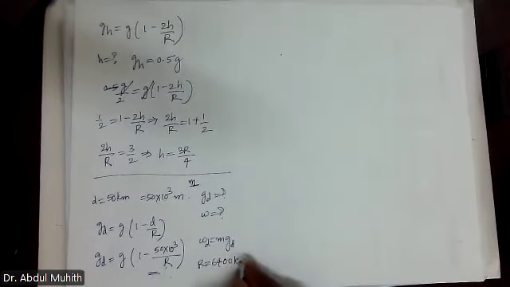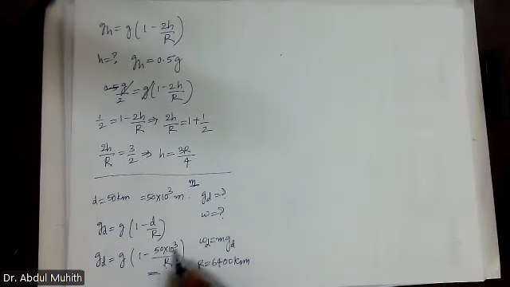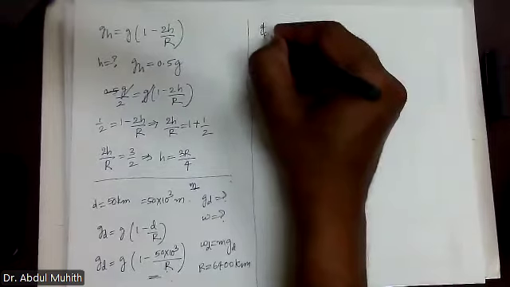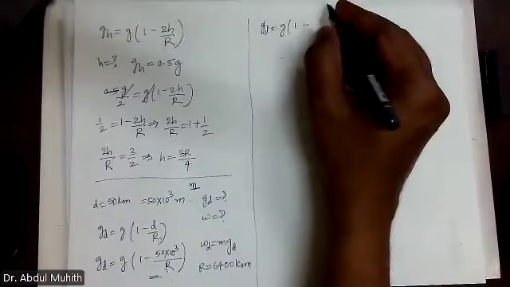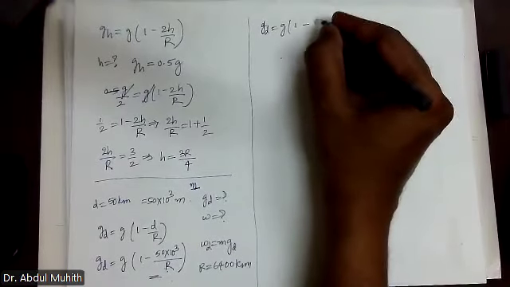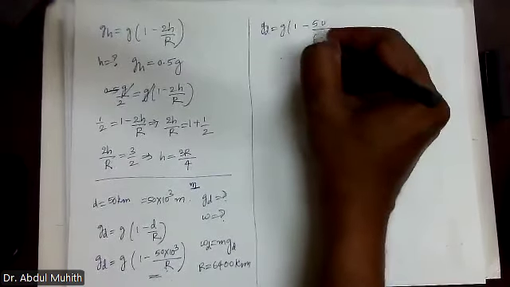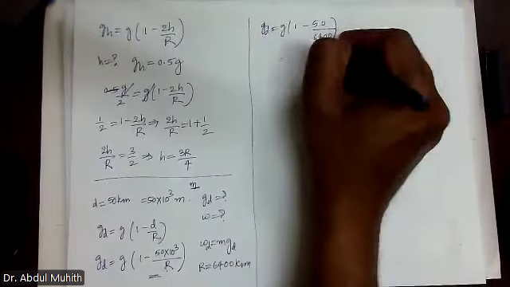The radius of the earth is 6,400 kilometers. This is a standard value. If it is in kilometers, then there is no need to again write 10 to the power of 3. Suppose they have given 50 kilometers. Then g_d is equal to g into 1 minus d by R, where d is 50 kilometers and R is 6,400 kilometers.